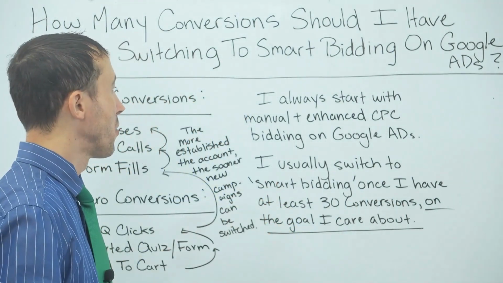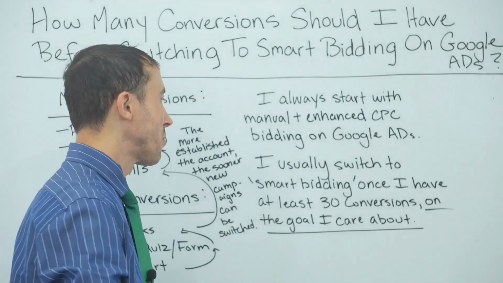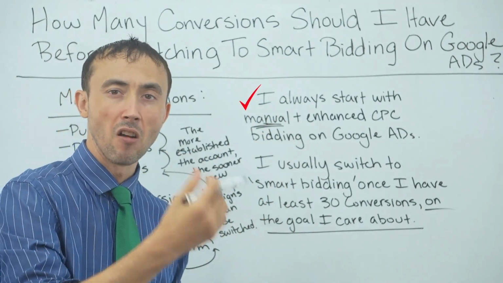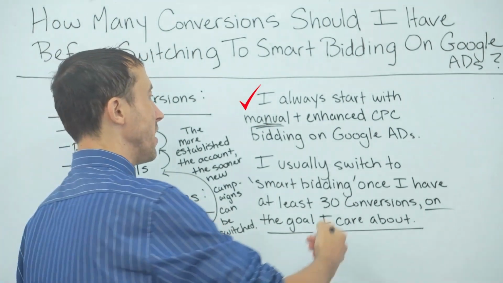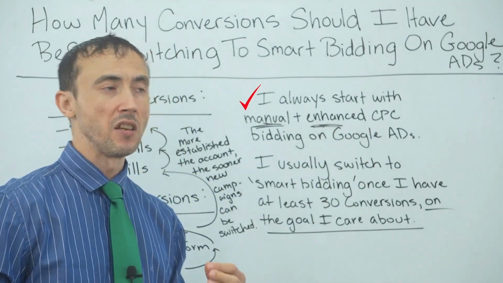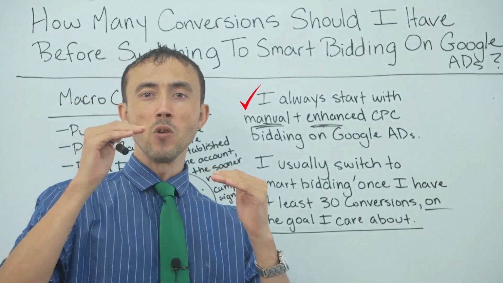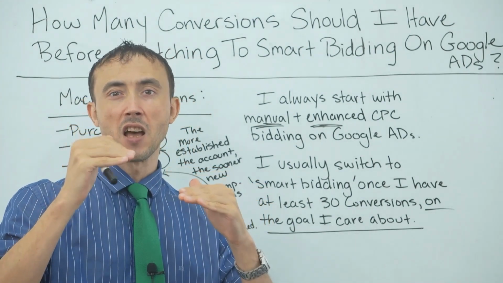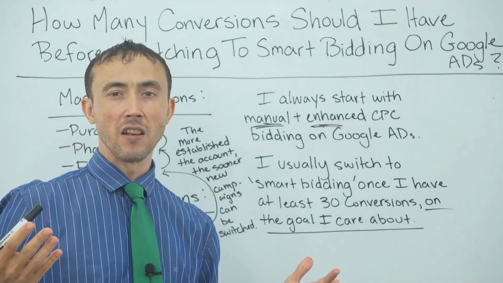To answer your question about when you should switch over to smart bidding, generally speaking, I'm going to start my campaigns in manual bidding so that the campaign can get off the ground and get some clicks behind it. I'll usually have enhanced CPC turned on. Why? Because with manual bidding, if you need $2.01 to have an ad show up for a keyword, and you've got your bid at $2, it's just not going to show. In the grand scheme of things, that's not going to help you out very much.